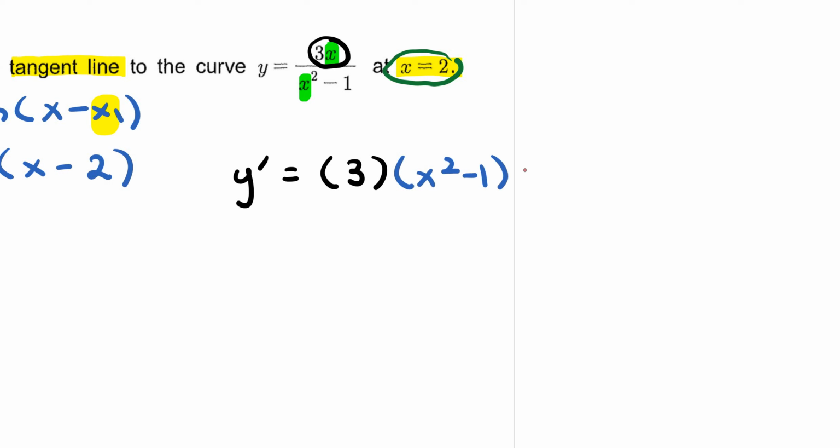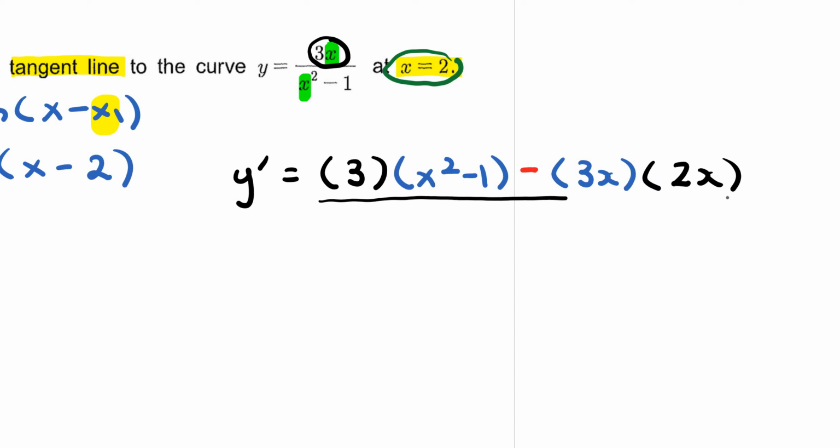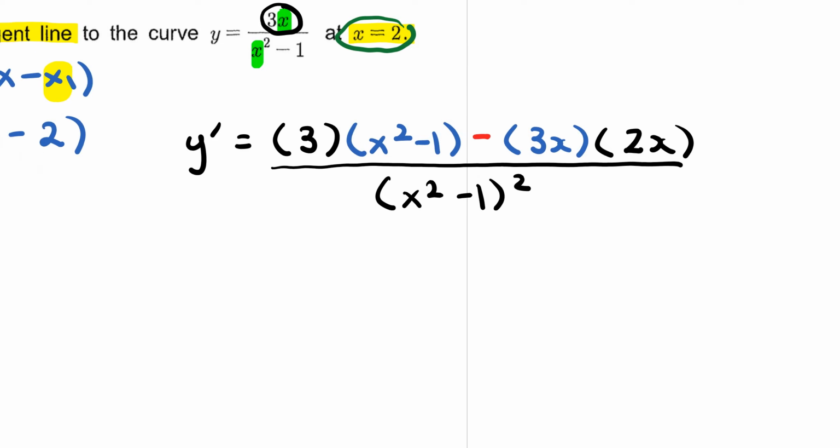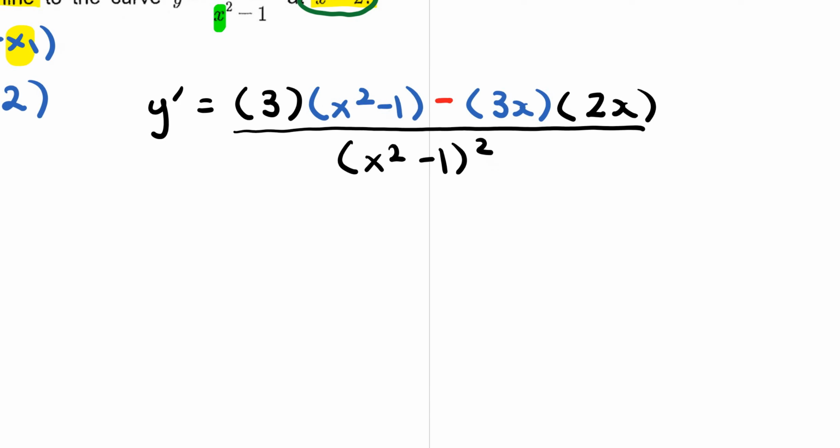The quotient rule states that you need to subtract the top, which is going to be 3x, and then we multiply by the derivative of the denominator, which is simply going to be 2x. Then we divide this whole thing by the bottom, which is x squared minus 1, to the power of 2. Okay, I wouldn't bother simplifying this.